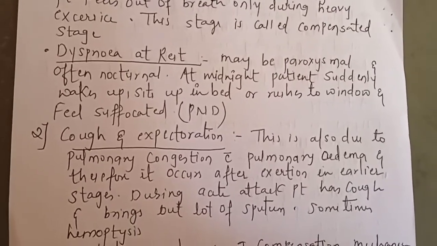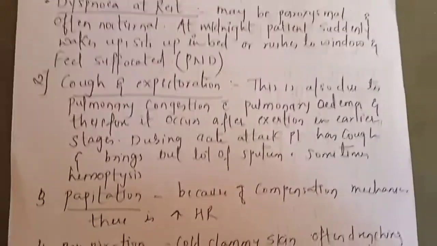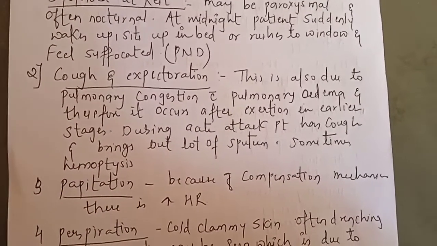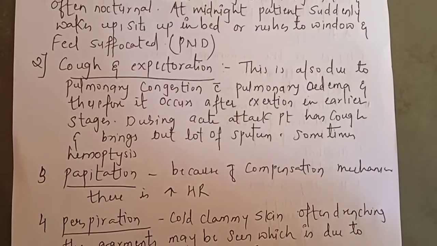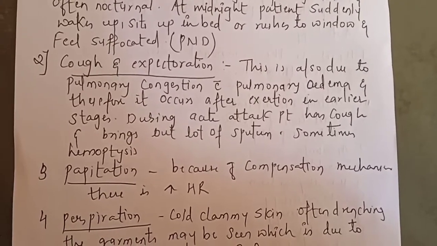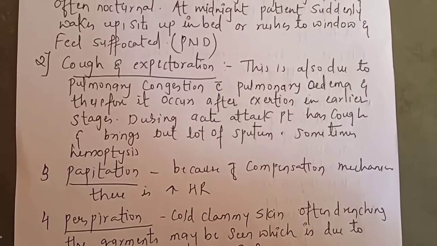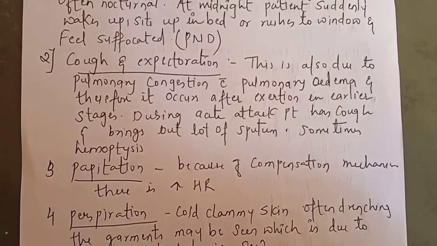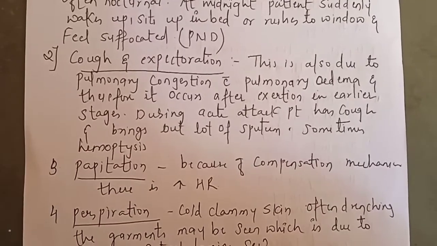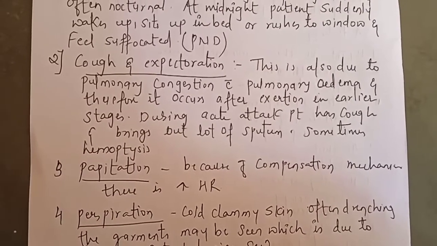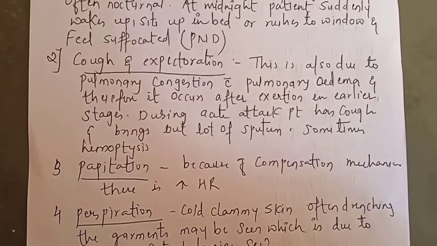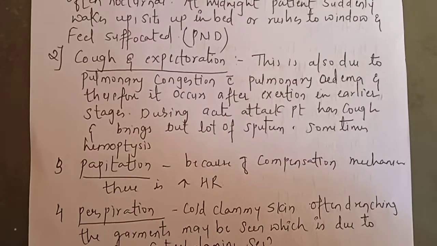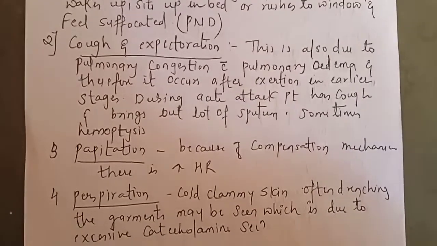So he feels suffocated. Second symptom is nothing but cough and expectoration. This is also due to pulmonary congestion with pulmonary edema, and therefore it occurs after exertion in early stages. During acute attack, patient has cough and brings out a lot of sputum, sometimes hemoptysis. Hemoptysis is nothing but coughing up sputum mixed with blood.